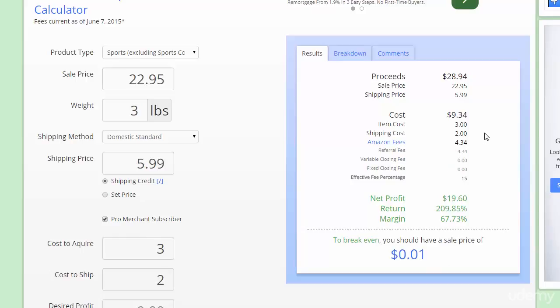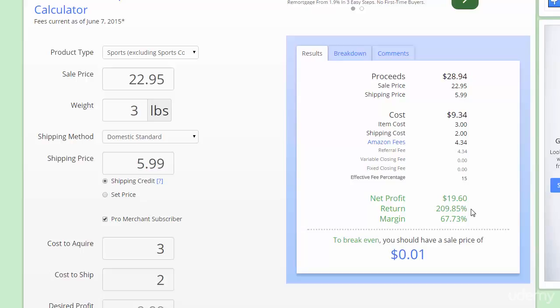Now, once we've entered all of that information in, we can see what we're actually going to be making. So the proceeds, which are the sale price plus the shipping, will be $28.94. So that's what the customer will be paying. The cost for the actual item, shipping, and Amazon fees, which is a percentage, 15% of the total proceeds, will be $4.34. Basically, our net profit in this instance is going to be $19.60, which is a margin of almost 70%. So we know that this product is going to be profitable.